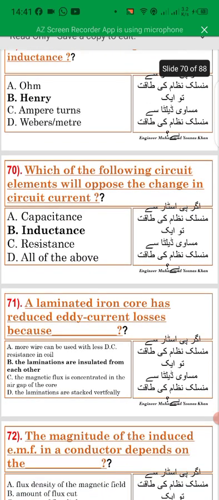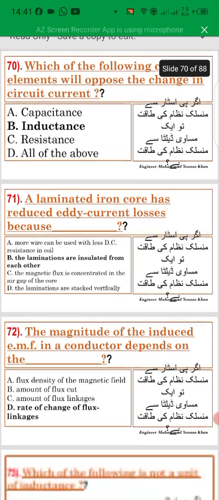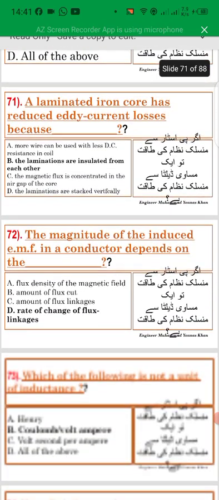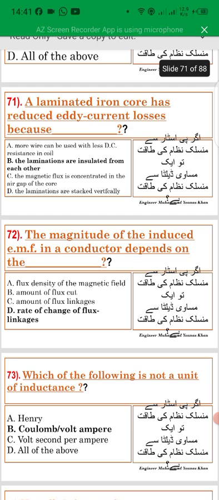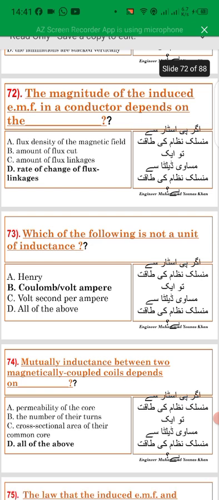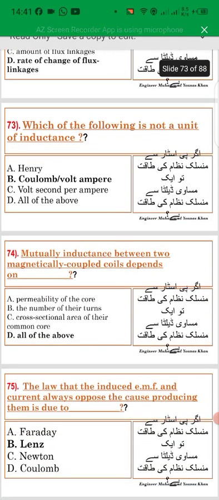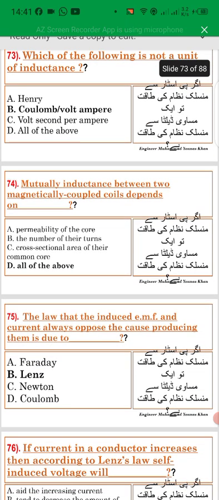Which of the following circuit elements will oppose the change in circuit current? Inductance. A laminated iron core has reduced eddy current losses because the laminations are insulated from each other. The magnitude of the induced EMF in a conductor depends on the rate of change of flux linkage. Which of the following is not a unit of inductance? Coulomb per volt ampere.